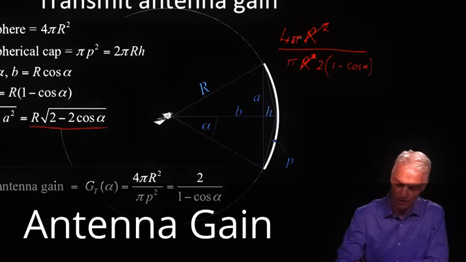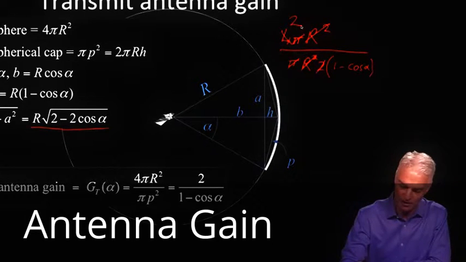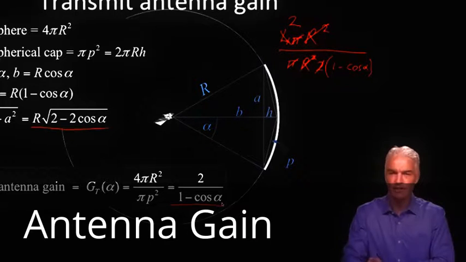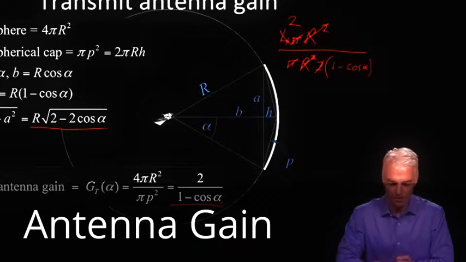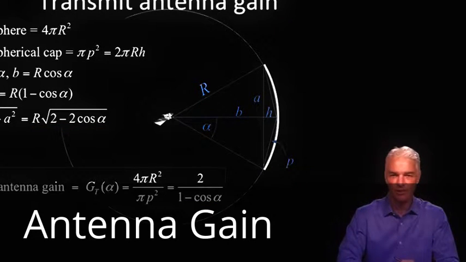The r's cancel, the pi cancels, and 2 goes into 4 twice, and we are left with this elegant result that for any given alpha, the antenna gain is 2 over 1 minus cosine of alpha. So that's a nice result. And so now let's look at some actual values.